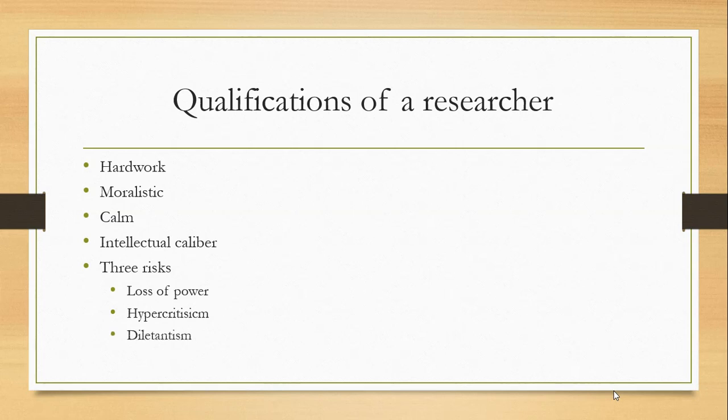Third risk is dilettantism. What does this mean? You, as a researcher, suppose you have done your work and then submitted it to a scholar. Now, the scholar is playing a game. He criticizes the work just for the sake of criticism. He feels he has to criticize, so he criticizes. This type of risk is called dilettantism. All these three, loss of power, hypercriticism, dilettantism, stop you from doing good work. Okay, so these are the qualifications of a researcher. You should be ready to do hard work, you should be morally honest, you should be calm, he should have the intellectual caliber, and he should try to avoid these three risks.